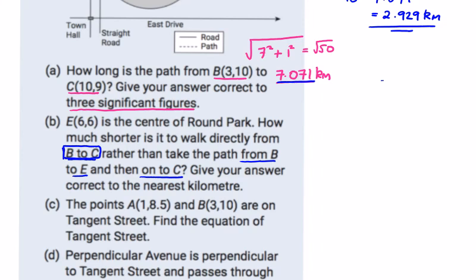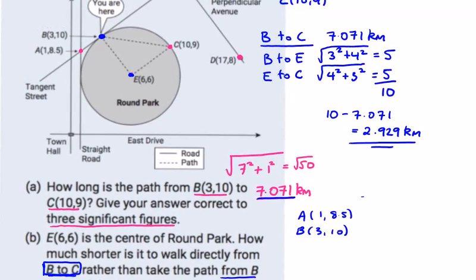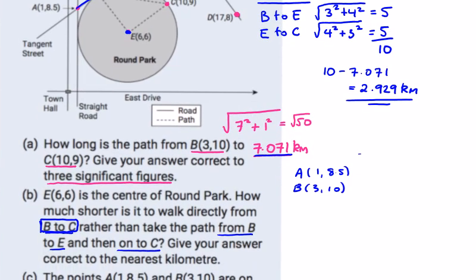Then C, the points A and B are on Tangent Street. Find the equation. So we have A (1, 8.5) and B (3, 10). Just check the diagram. AB, you can see here positive slope. So m is equal to the change in y, which is 1.5, over the change in x, which is 2. And we could double both of them to get 3/4 for the slope.